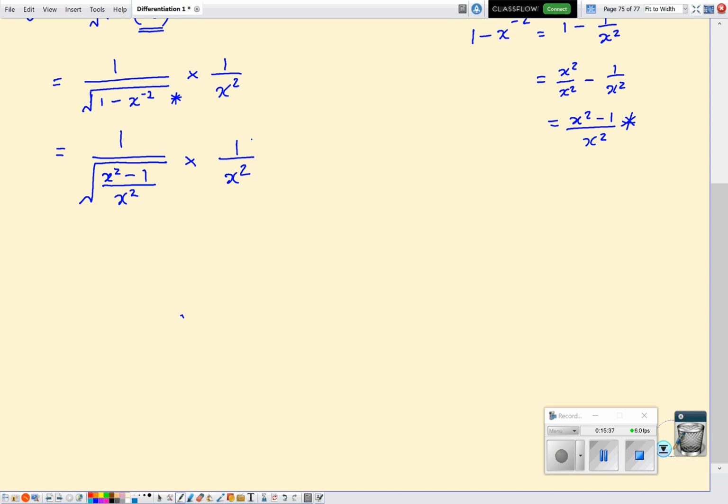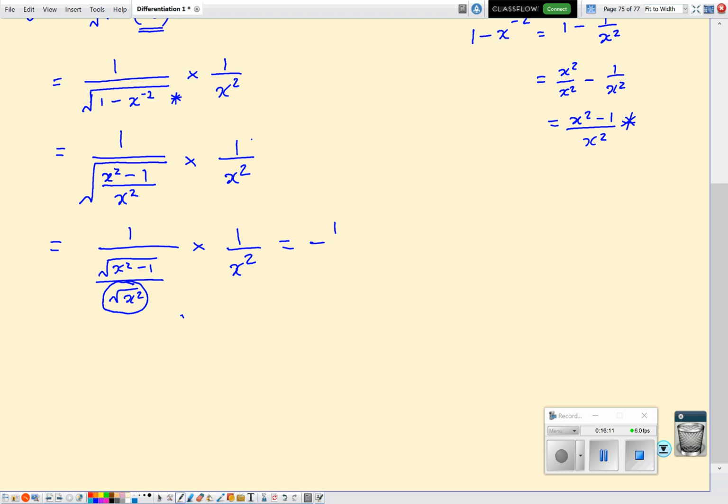So there's some further simplifications we can make to this. We can use our surds law and split the fraction on the denominator there into root x squared take away 1 over root x squared. And the benefit of that, of course, is that we get to then take the square root of the x squared. So we'll have 1 over root x squared take away 1 over root x squared times 1 over x squared. So we can take the square root of that.